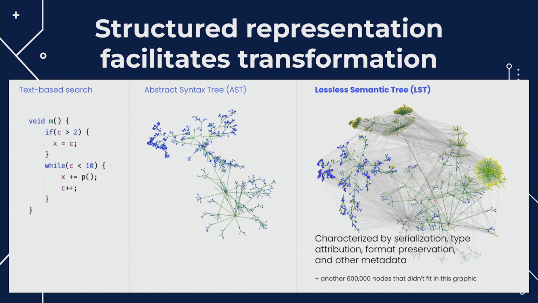So having this format preserving and type attributed representation of your code, which is highly structured, allows you to write programs that make changes with a very high degree of confidence in the accuracy of those changes. Since you don't have to guess or waffle if you're looking at a method invocation in that vulnerable library or not, right? You can be confident.